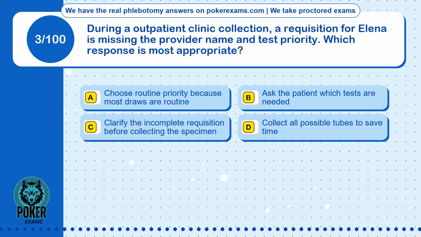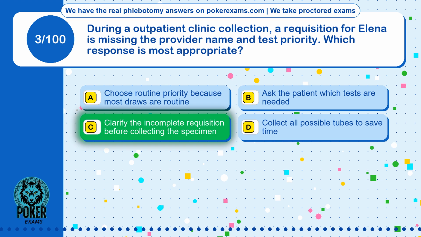Option D. Collect all possible tubes to save time. The correct answer is option C. Clarify the incomplete requisition before collecting the specimen.